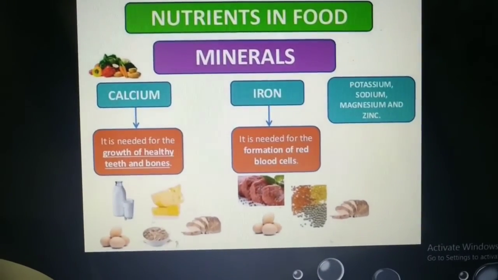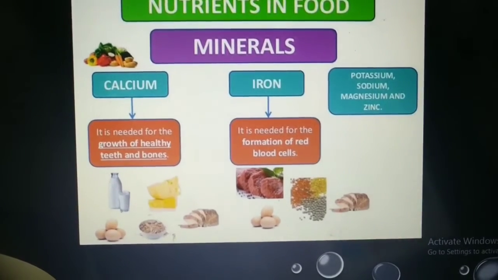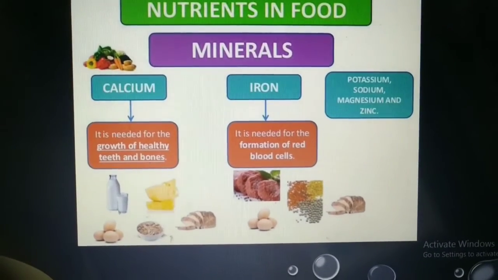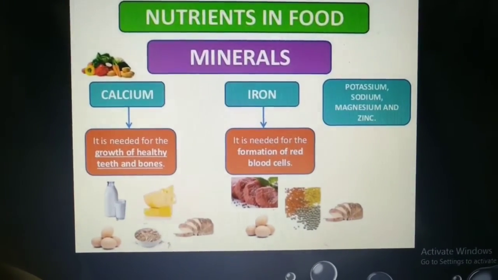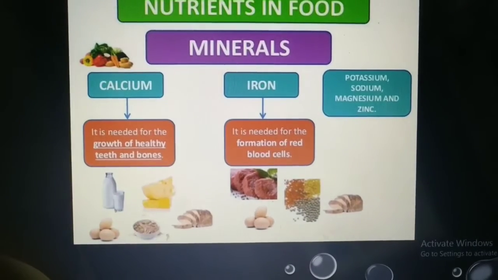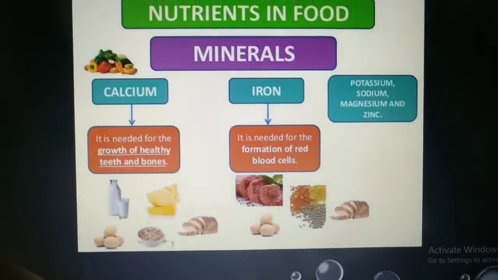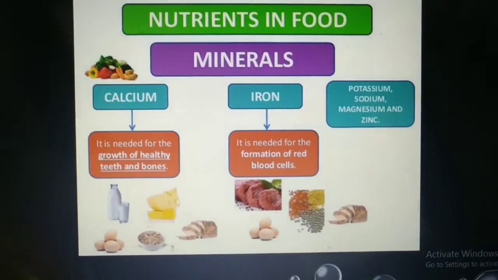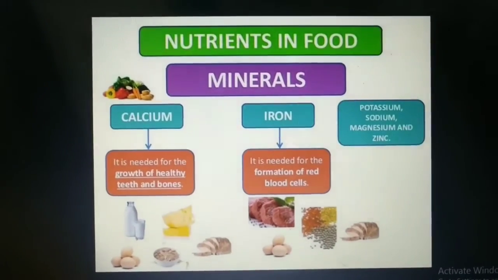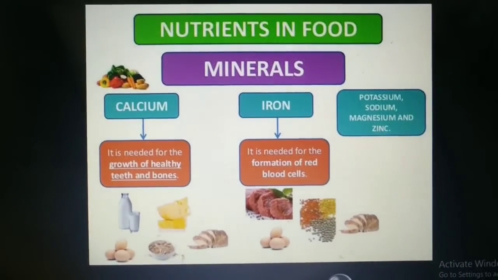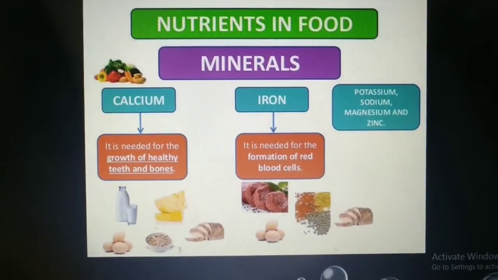Now minerals. There are two main types of minerals, calcium and iron. Calcium is needed for the growth of healthy teeth and bones. Your mother or your family members say drink a lot of milk. It is needed for the growth of healthy teeth and bones, guys. You can see calcium foods: cheese, milk, eggs, bread. Those are calcium content foods.